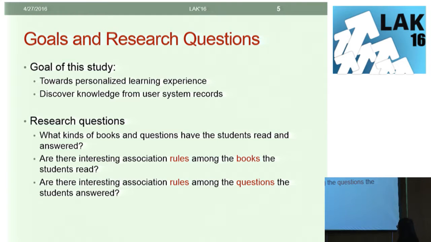So these are our research questions. First, what kind of books and questions have the students read and answered? Second, are there interesting association rules among the books the students read? And are there interesting association rules among the questions the students answered? With those rules, we will be able to add a recommender engine inside the online system. So it's going to be more interesting, and we will motivate the students even more.